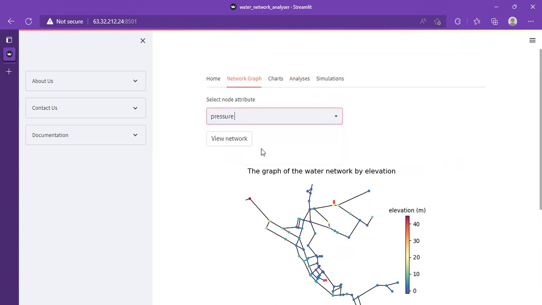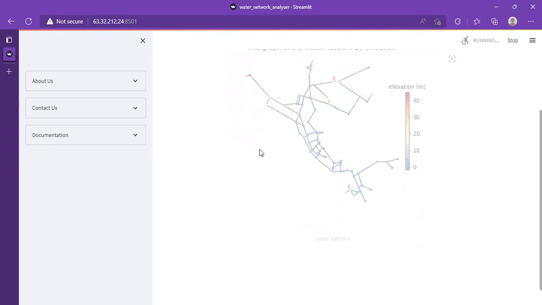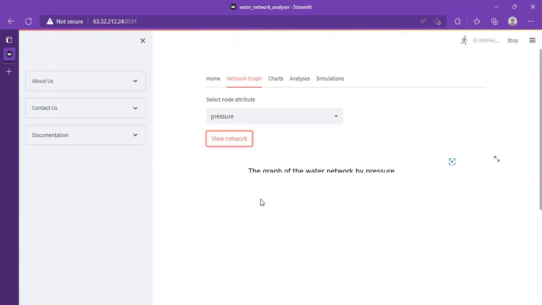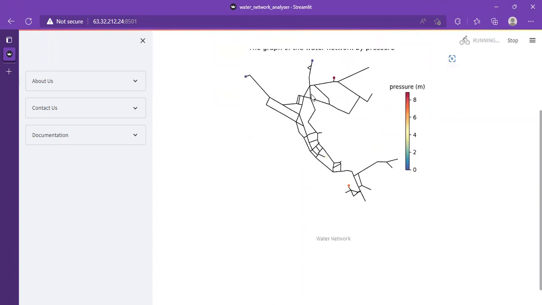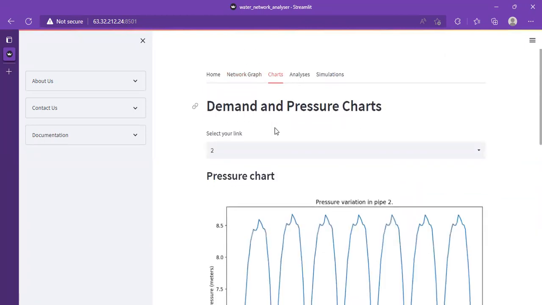You can also visualize the network by pressure. So we can see that despite the fact that fluid is not flowing in the pipes, still the terminal nodes that represent the tanks and the reservoir have some pressure in terms of meters, because pressure depends on height.